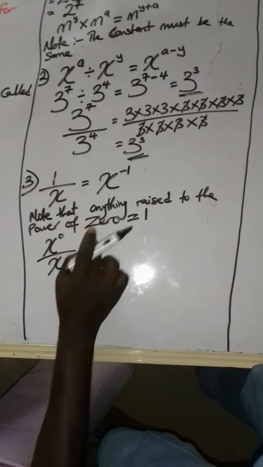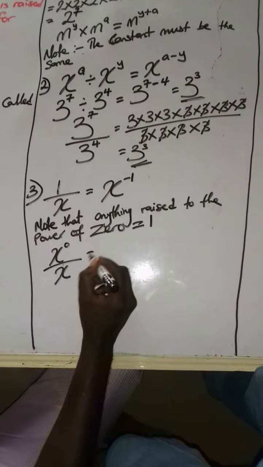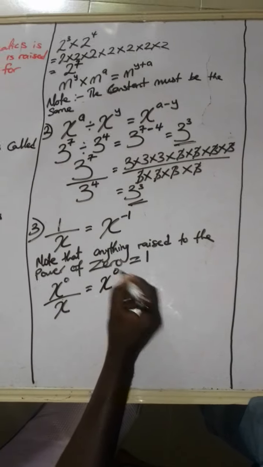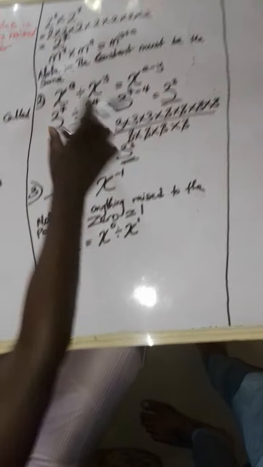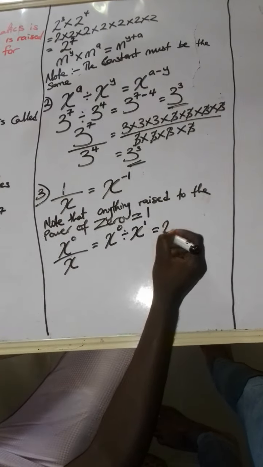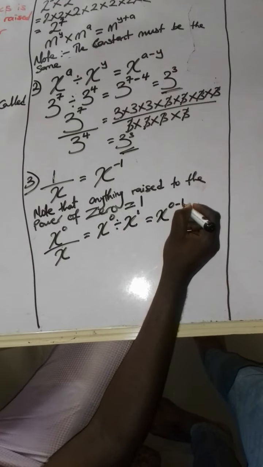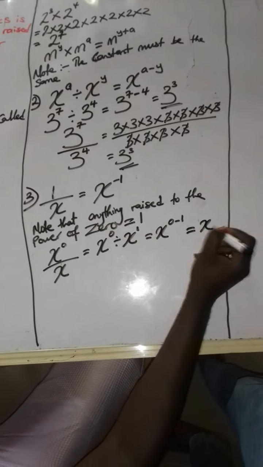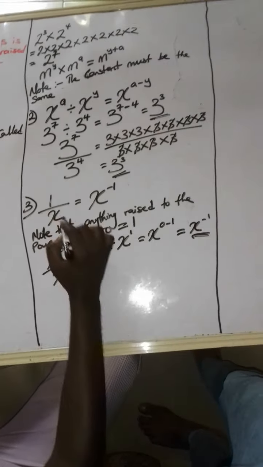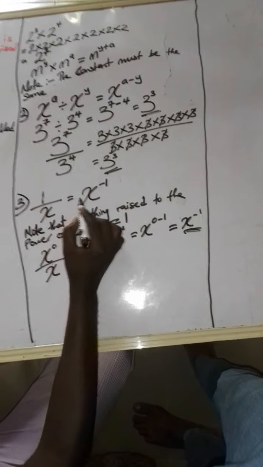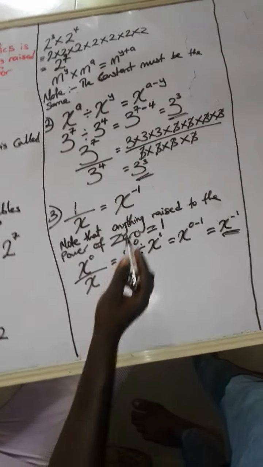Now, invoking our division rule, this is the same as saying x raised to the power 0 divided by x raised to the power 1. Now, using that law in division, that will give us what? x raised to the power 0 minus 1, which will give us x raised to the power minus 1. So that proves that this law, which is 1 over x, equals x raised to the power minus 1.